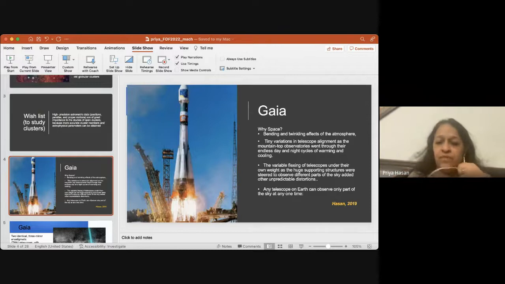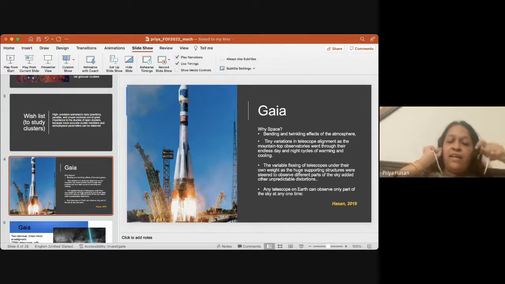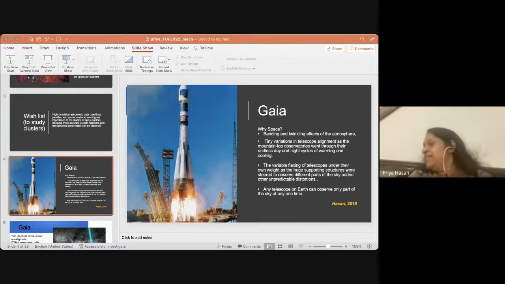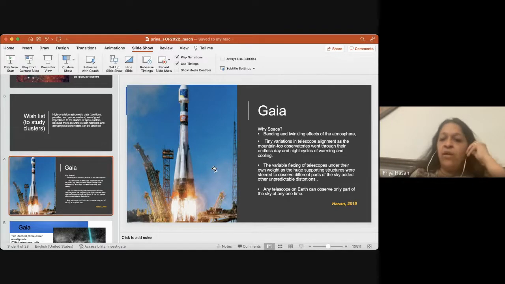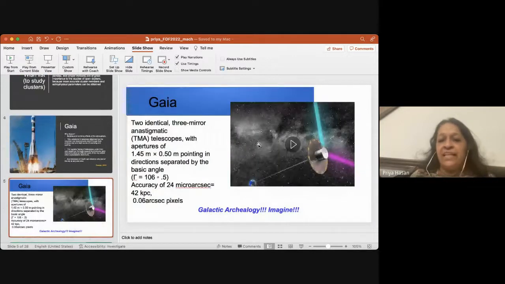So the answer to our problem comes in the form of Gaia. And Gaia is an ESA satellite which actually gives us this kind of data, right? Gaia was sent out into space because that gives us the ideal advantage of observing from space without the bending and twinkling effects of the atmosphere, and giving us good astrometry. So that's the satellite Gaia.